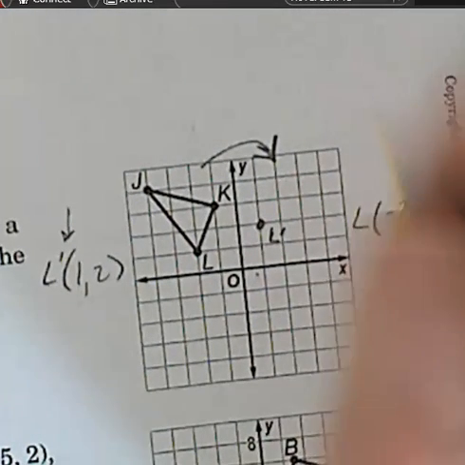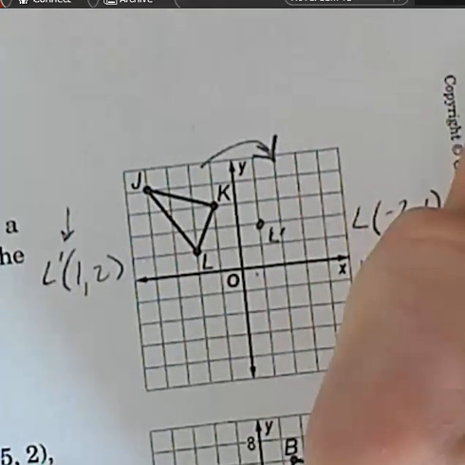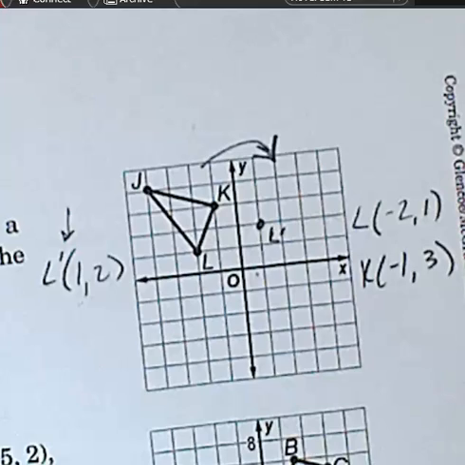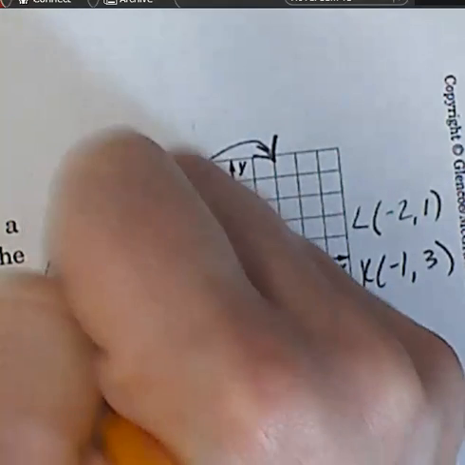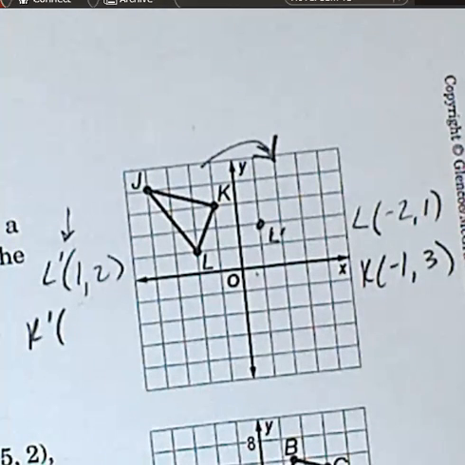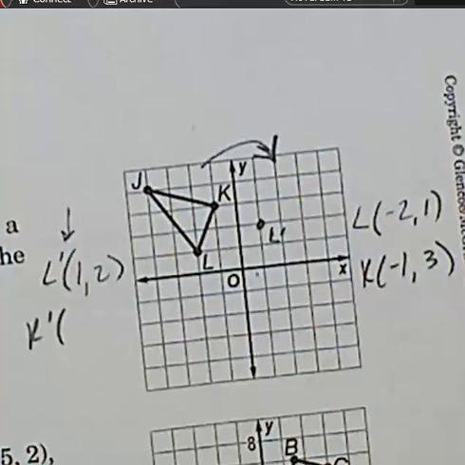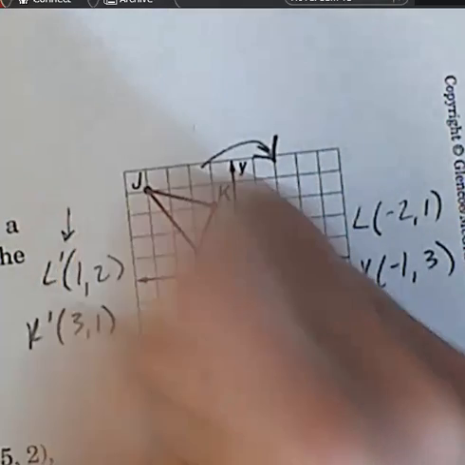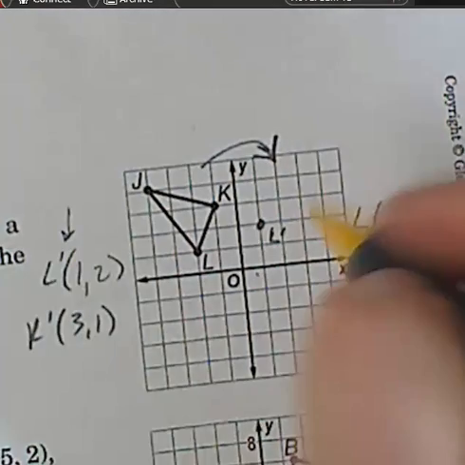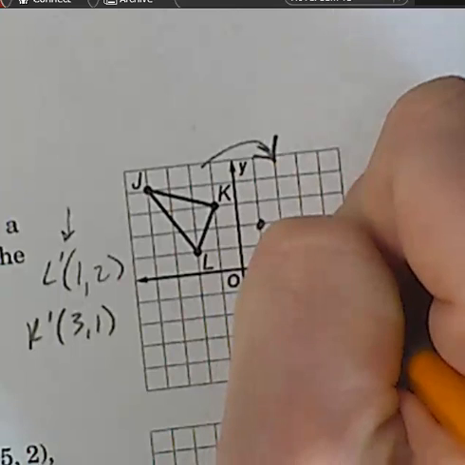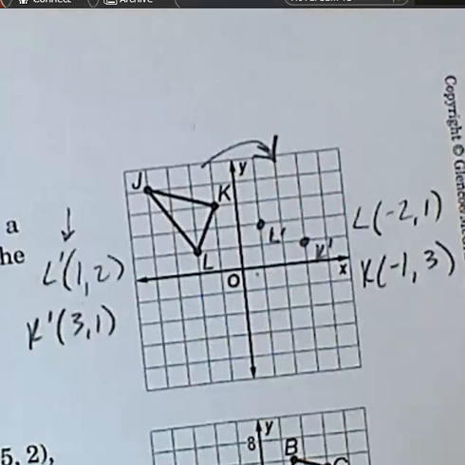K is (-1, 3). What's K prime going to be? Mackenzie? (3, 1). Everything's positive because I'm going in quadrant 1. (3, 1). K prime.